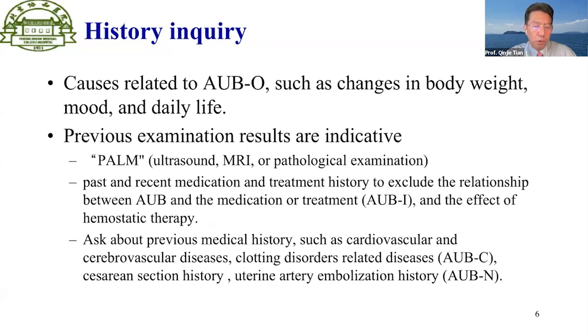Additionally, it is crucial to inquire about the past and recent medication and treatment history to rule out any potential correlation between AUB and medications or treatment, that is AUB-I, as well as to assess the impact of hemostatic therapies and the effects of past medical management. Furthermore, gathering information about the patient's medical history, such as cardiovascular conditions, clotting disorders, previous cesarean sections, and uterine artery embolizations, is also essential.